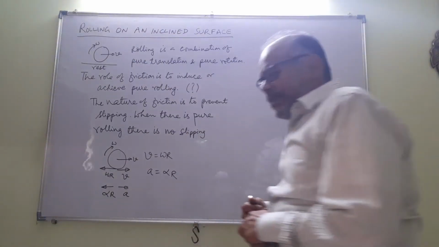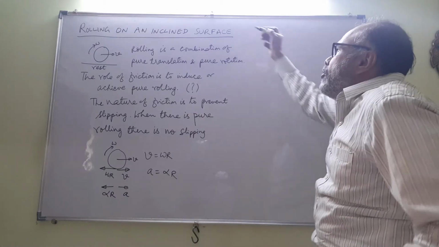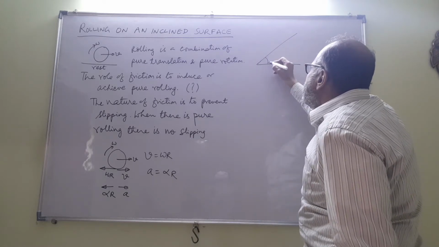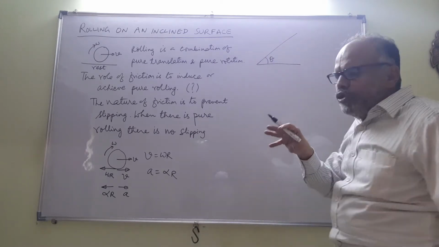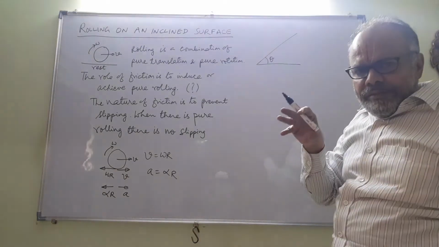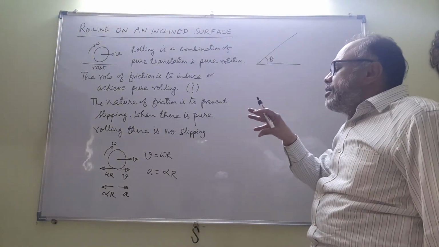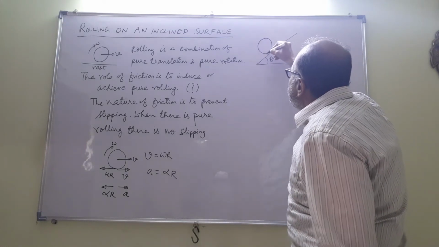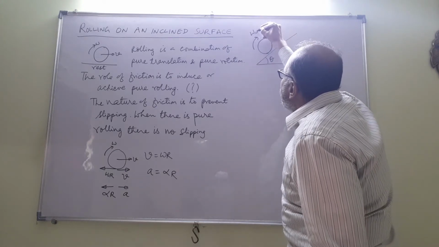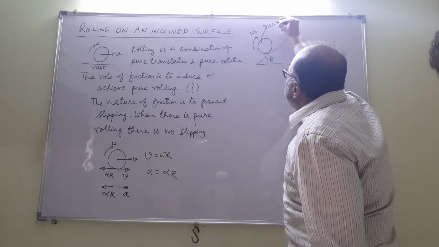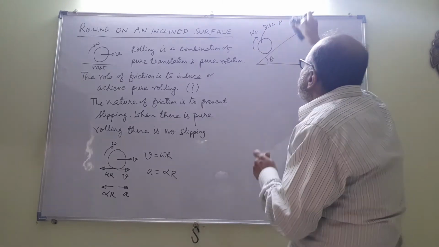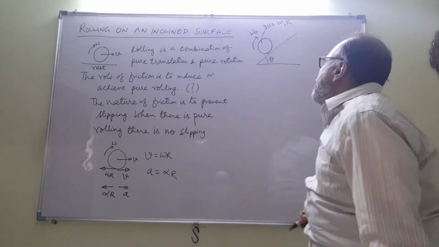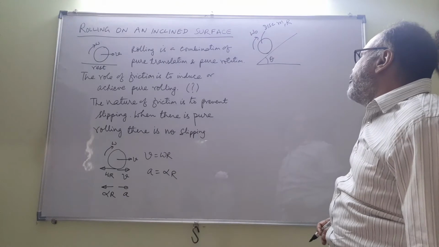Now let us consider rolling on an inclined surface. Supposing we had an inclined surface and this angle is theta, what we are going to do is we are going to have a disc. The disc, we are going to spin it and leave it on the inclined plane. So the disc, we shall spin it at omega naught. The disc has a mass m and a radius r. You are going to spin it and leave it that way.